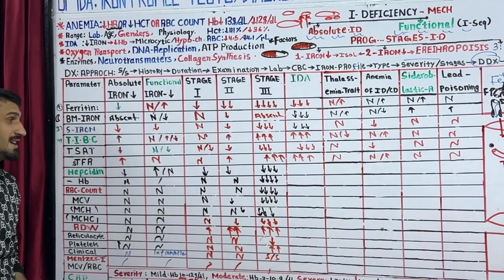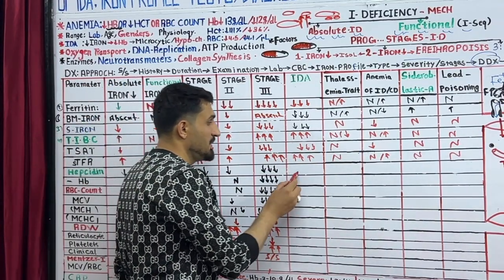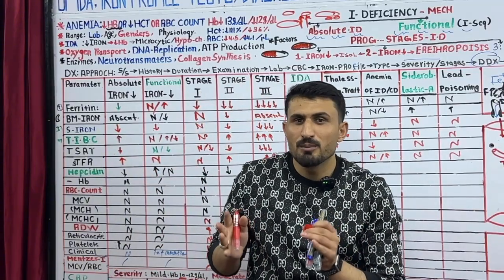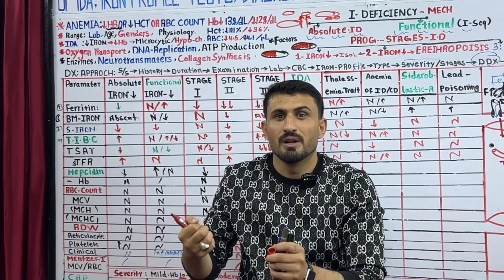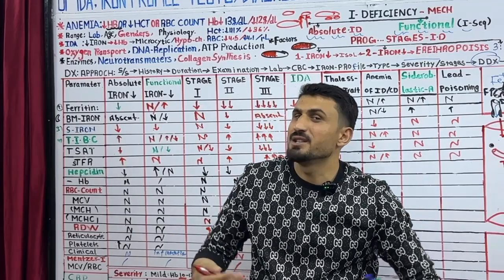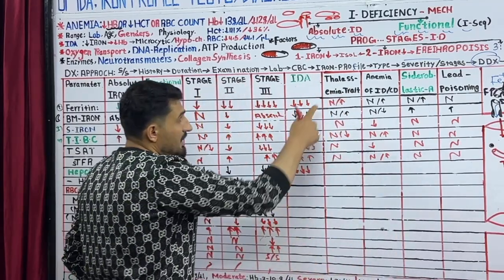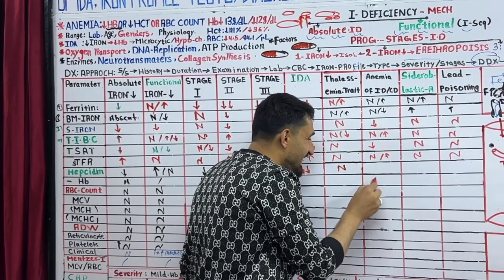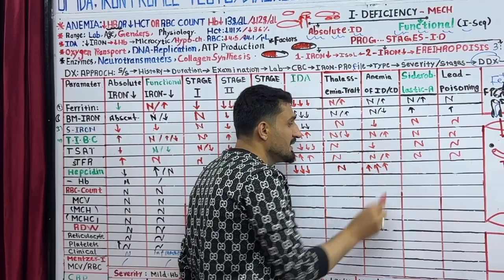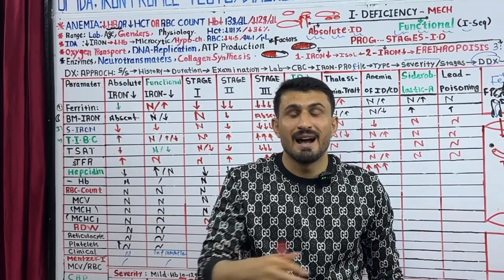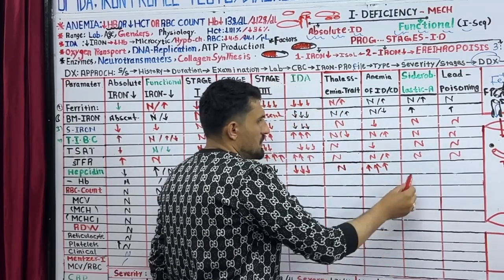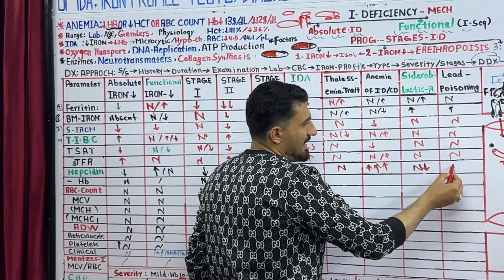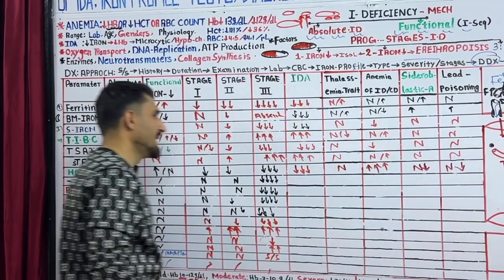About the hepcidin, this is an inflammatory protein. In iron deficiency anemia, it decreases because bone marrow wants a lot of iron, so it suppresses production of hepcidin. But in thalassemia, there is no problem with hepcidin. In anemia of chronic disease, there is a lot of hepcidin that inhibits the absorption and recycling of iron. In sideroblastic anemia, I don't have a problem, and most of the time it will be normal or less. And lead poisoning, it will be normal or less.